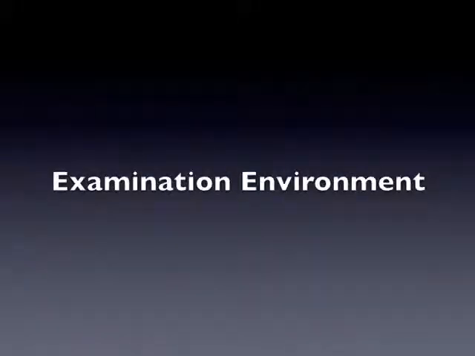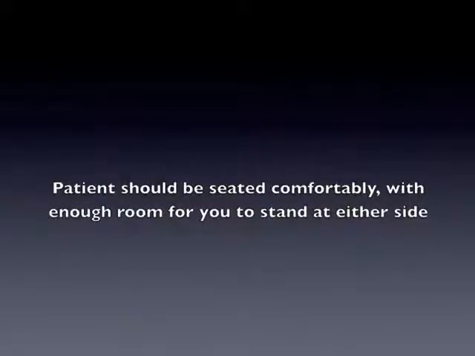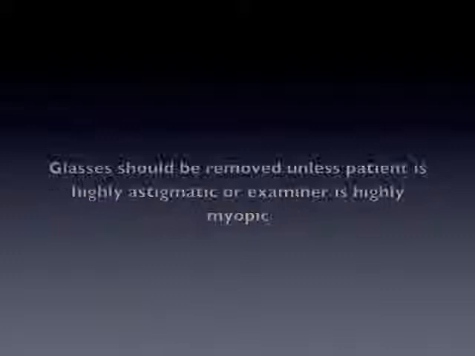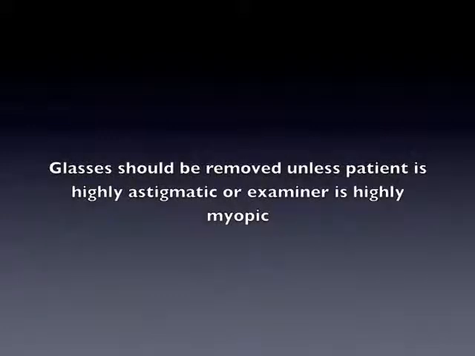Before examining the eye, it is important to set up the environment to allow a satisfactory examination. Firstly, the patient should be seated comfortably with enough room for you to stand to either side. Room lights should ideally be dimmed, although this has not been done for the purposes of this video. The pupils should be dilated with a mydriatic drop beforehand to allow a more thorough examination of the fundus without pupillary constriction. A suitable drop would be tropicamide 1%, which acts within 15 minutes and keeps pupils dilated for approximately 2 hours.